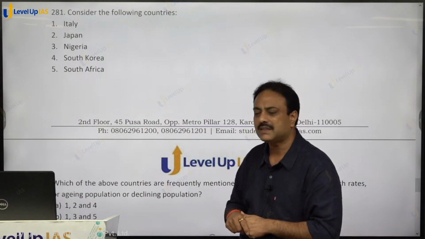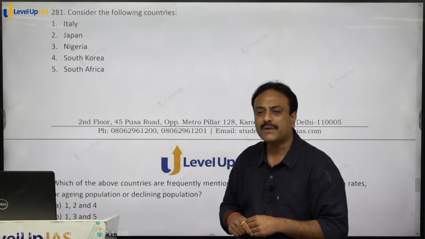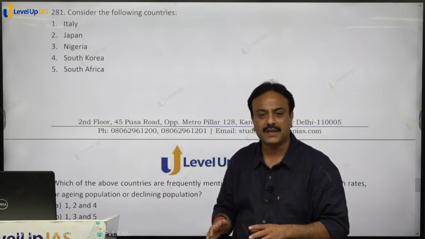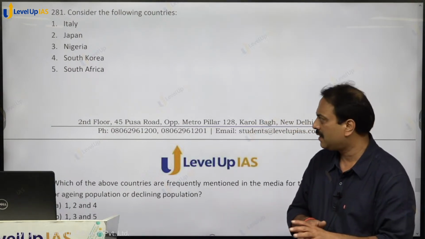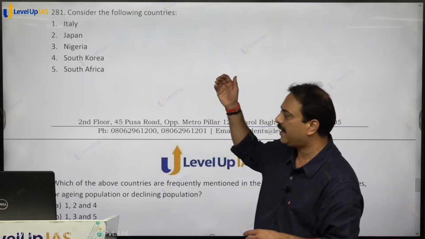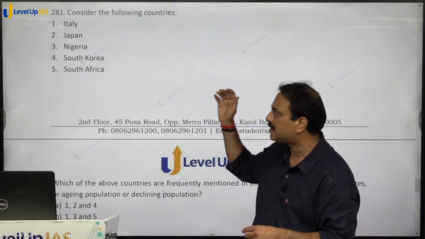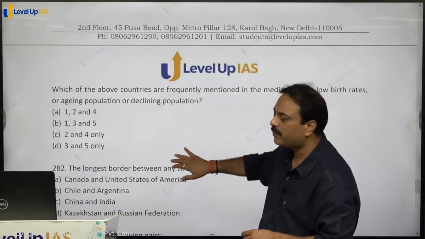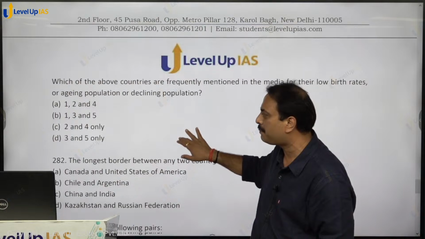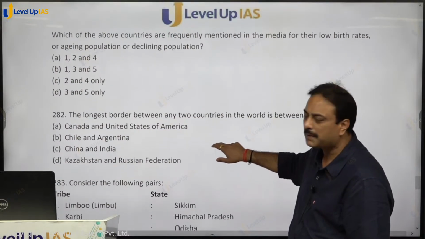And then you are having South Africa. South Africa is again in the category of developing countries. It is not having the problem of aging population or low birth rate. That is not an issue over there. So here Italy will fulfill the criteria. Japan is there, South Korea is there, 1, 2 and 4. So option 1, 2 and 4, option A for apple, shall be the right answer to this particular question.